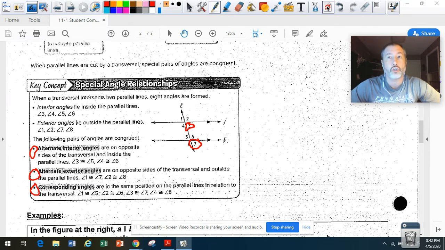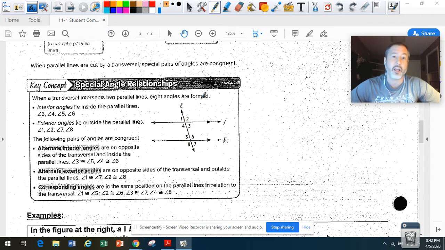And you should also remember here, angle 2 and 4 are congruent because they are vertical angles. 6 and 8 are congruent because they are vertical angles. 3 and 1 are congruent because they are vertical angles. And 5 and 7 are congruent because they are vertical angles.